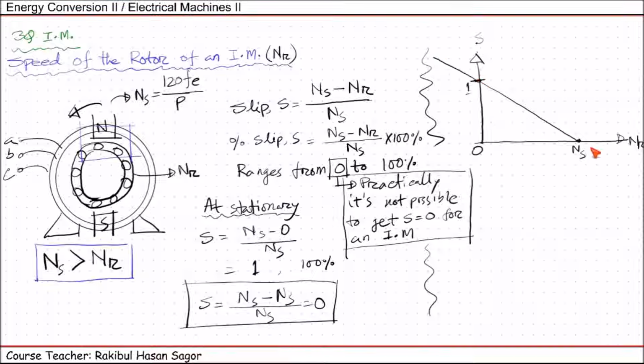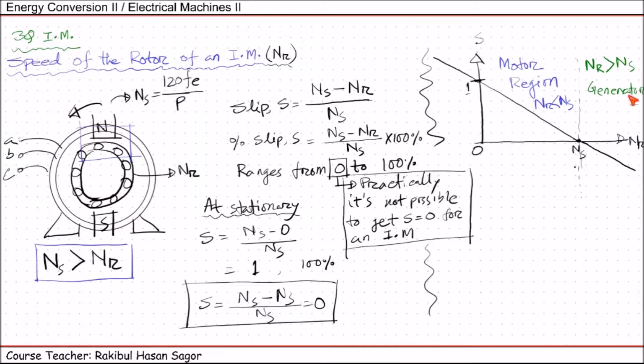Actually, there are three regions. This is the motor region. In this region, we have nr less than ns. This is the region where nr is greater than ns. When the rotor speed is greater than synchronous speed, this portion is termed the generator region.